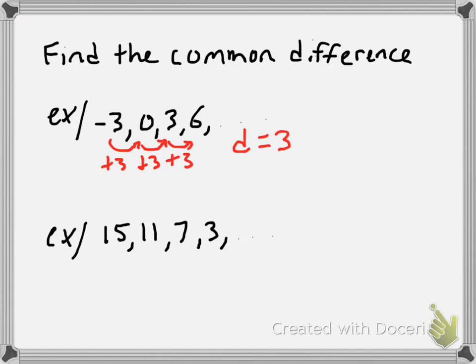In my next set of numbers, I'm going from 15 to 11, 11 to 7, and 7 to 3. So in these ones, we're adding negative 4 each time. Again, adding negative 4 is the same thing as subtracting 4. A lot of students see it that way. So every time I'm adding a negative 4, so that means my common difference is negative 4.